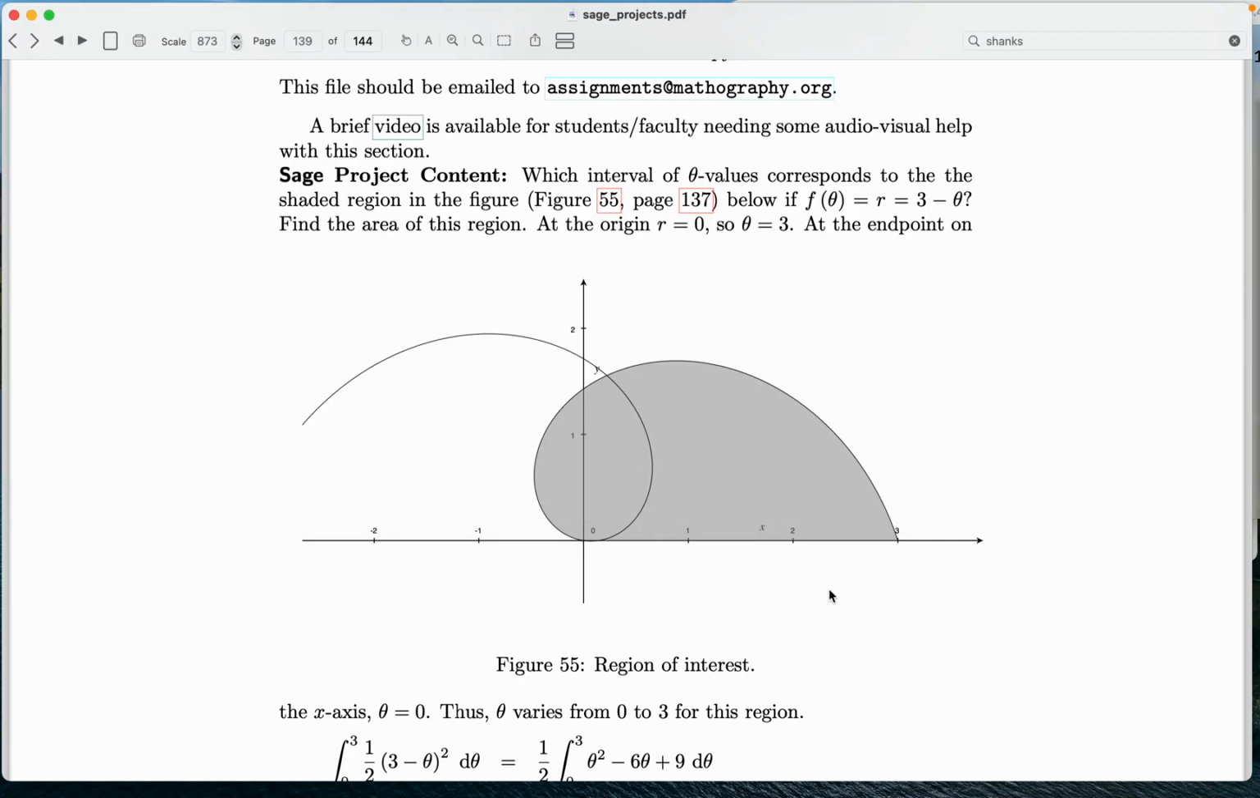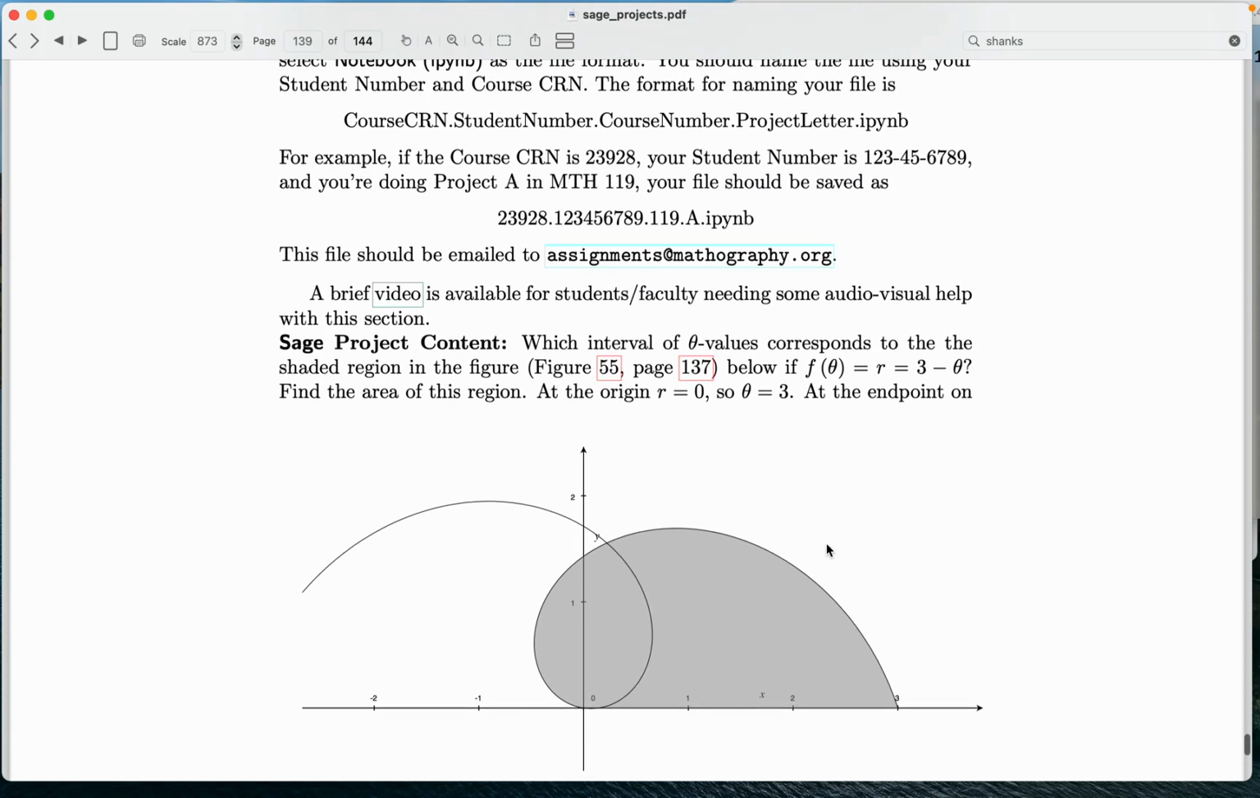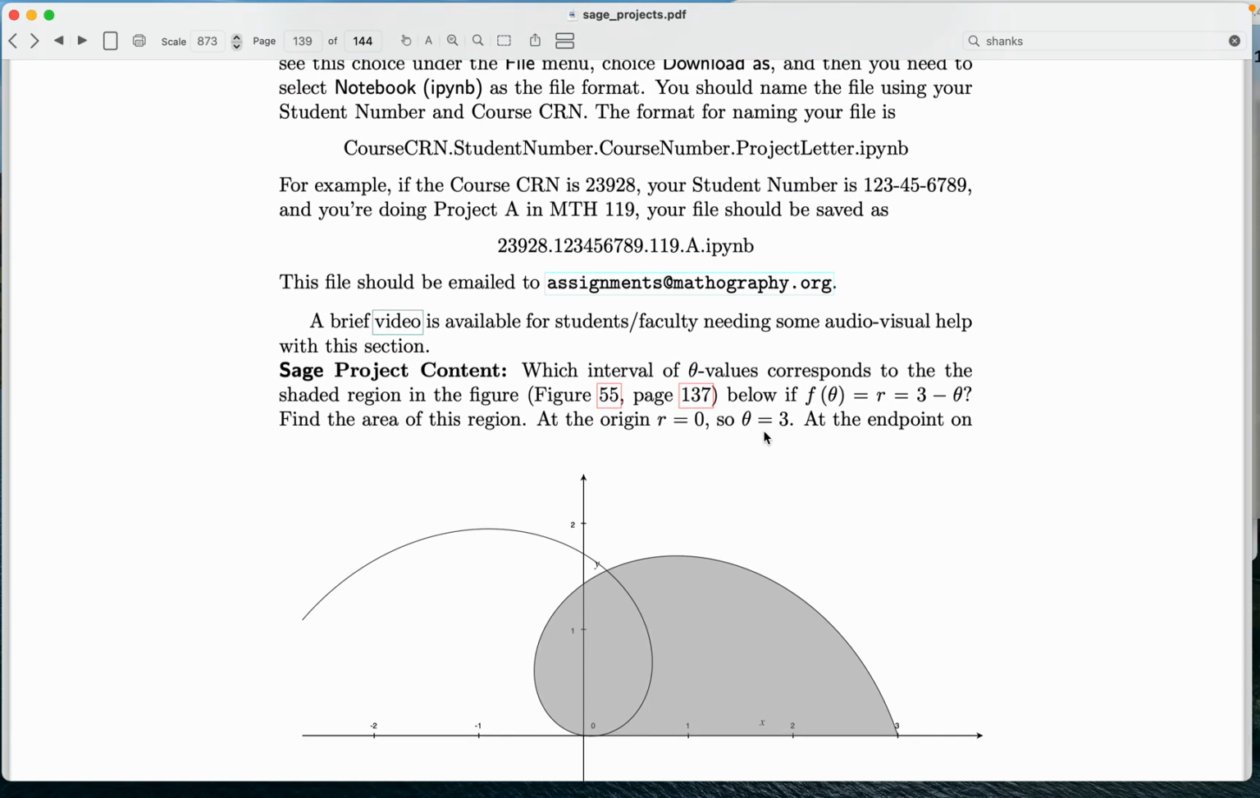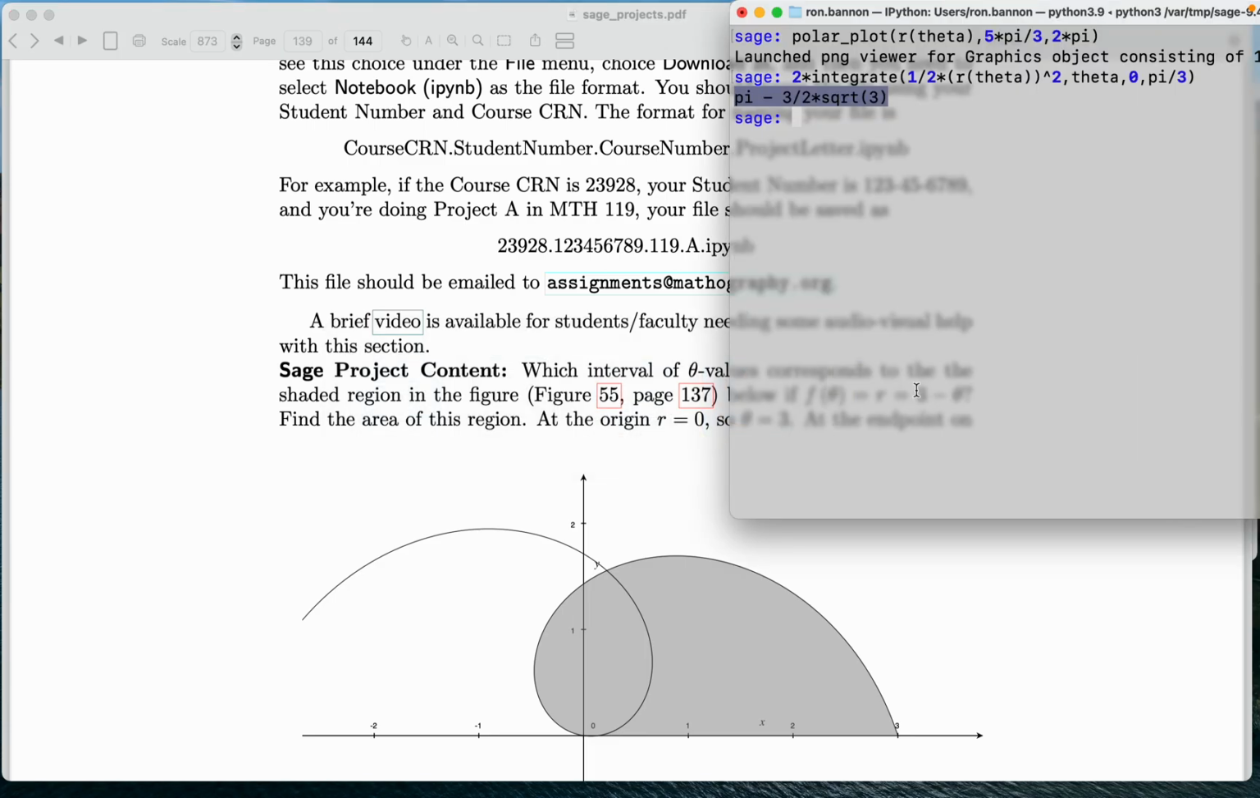But anyway, it is figure 55. I'm not sure why it says page 137. We'll have to correct that later. But anyway, it gives me the graph. I think for the most part we've been dealing with this. And again, I want to get back to the software and play around with it.